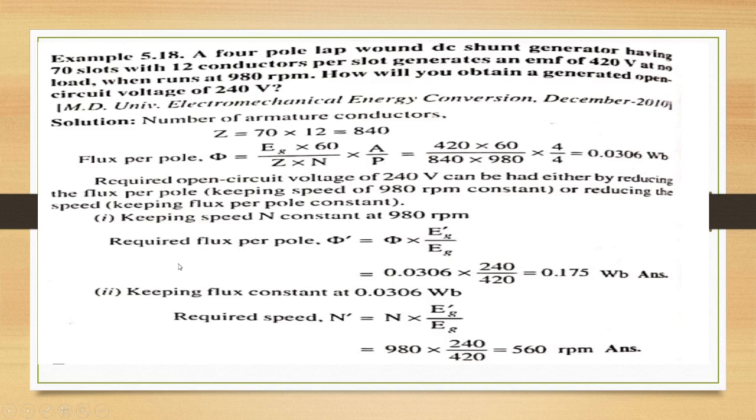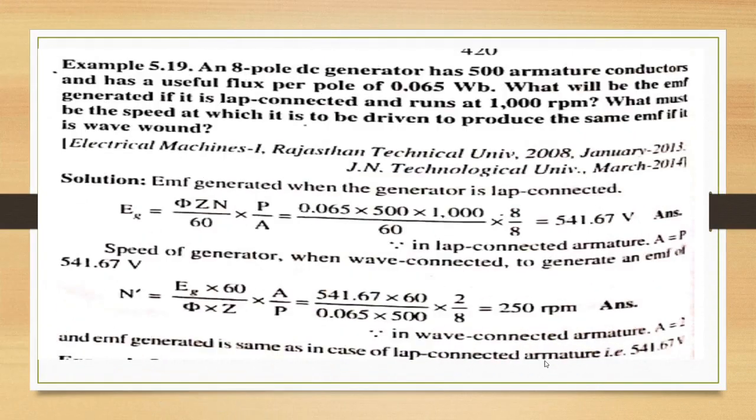So required open circuit voltage of 240 volts can be had either by reducing the flux per pole or by reducing the speed. So first one, keeping speed as constant. So φ dash is equal to φ into Eg dash by Eg. So 0.175 Webers. And second one, keeping flux constant at 0.0306 Weber. So N dash, required speed, is N into Eg dash by Eg, that is 560 rpm.